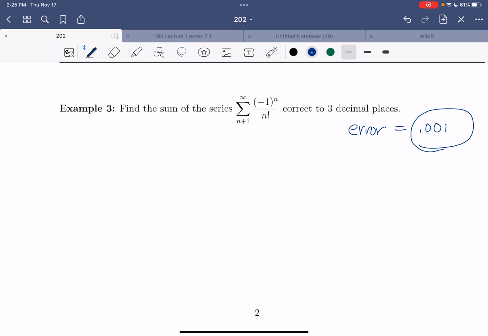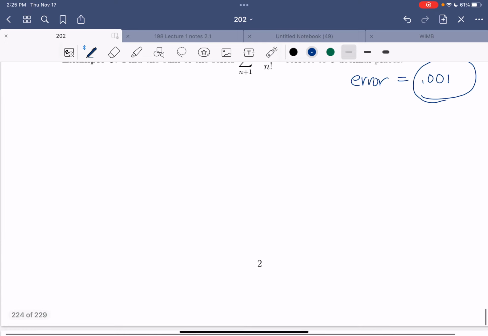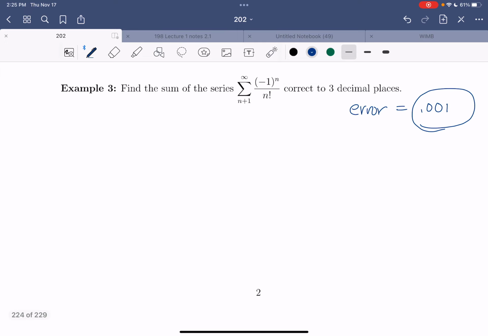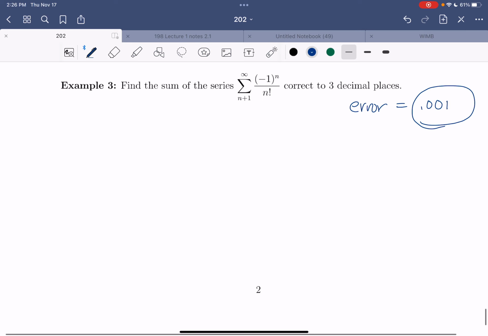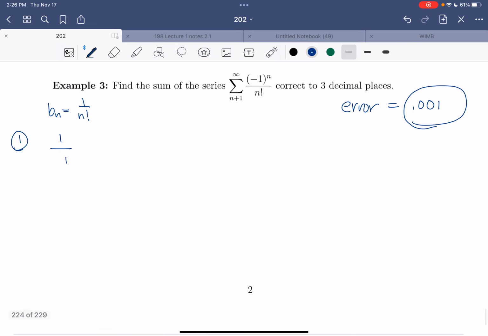So we are going to start out with, does it converge, right? Okay, we're looking here at this one. Find the sum of the series, correct to 3 decimal places. So we're working with our Bn, which in this case is 1 over n factorial. So we need to show one that it is decreasing. So 1 over n factorial has to be greater than or equal to 1 over n plus 1 factorial.